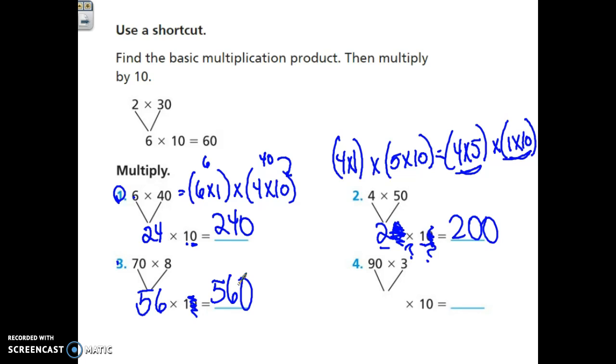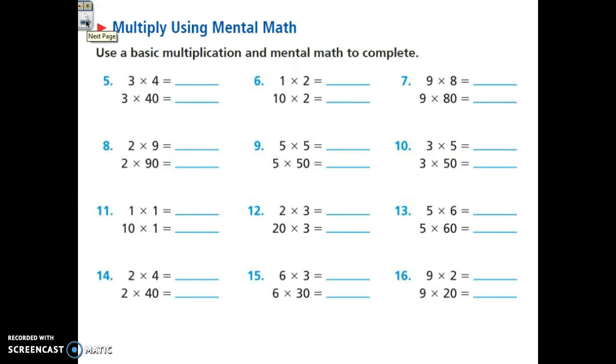Okay, number 4, 90 times 3. 9 times 3 is 27. Now, 27 times 10, again, I can cover up my 0. 27 times 1 is 27. Then how many zeros did I cover up? I need to ask myself, and I covered up 1 0, so I'm adding 1 0 at the end, so 270. Hopefully you guys are starting to get the hang of it, if not already have mastered it. You guys are awesome. Okay, let's change the color here.